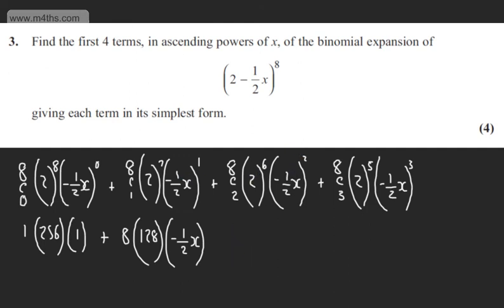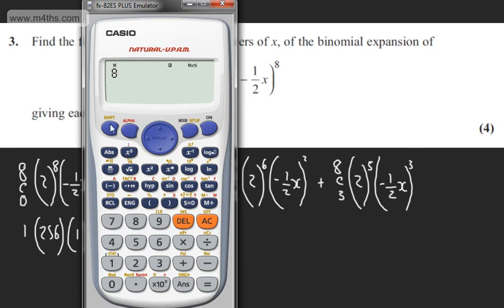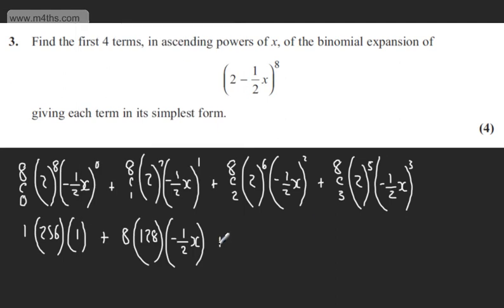If we have an even power and it's negative, it will be positive. We now need 8C2, so in the calculator, 8, shift, then the divide button, 8C2 gives us 28. So we'll have now plus 28 multiplied by 2 to the power of 6. 2 to the power of 6 is 64, and then we need to square -1/2 x. That will give me positive 1/4 x squared.